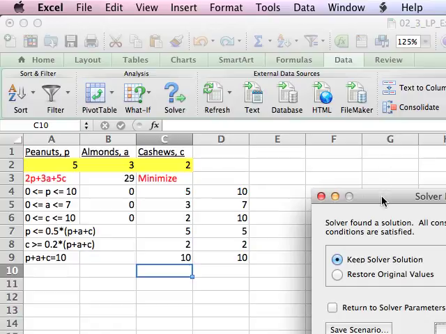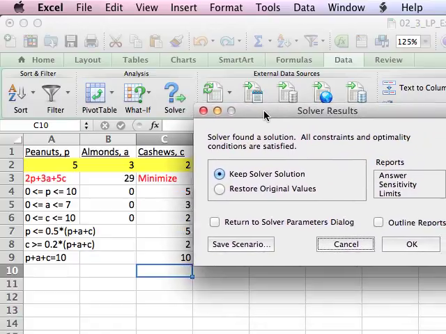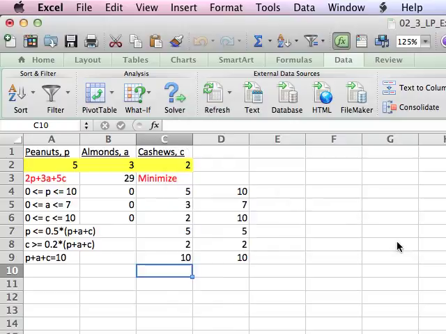All right, so we found a solution. That's good. Let's look at it. All right, so this says that our optimal solution is to have 5 pounds of peanuts, 3 pounds of almonds, 2 pounds of cashews. So we've actually exactly met our percentage constraint, right? 50% peanuts by weight, 20% cashews by weight.